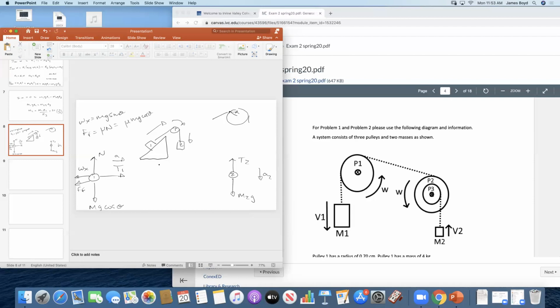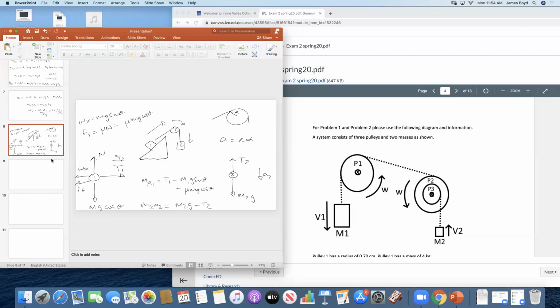So our free body diagram here gives us the equations if we assume that A is that way. There's no A in the y. This is A1. It gives us M1 A1 is equal to T1 minus M1G sine theta minus mu M1G cos theta. For M2, M2 A2 is equal to M2G minus T2. We know that A is related to alpha by A equals R alpha.